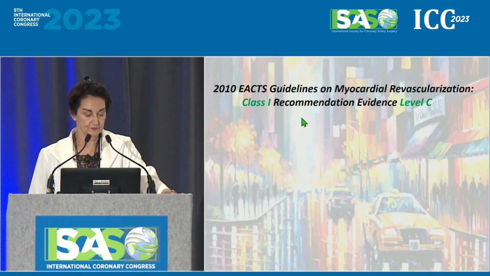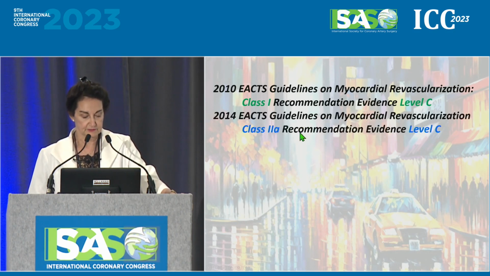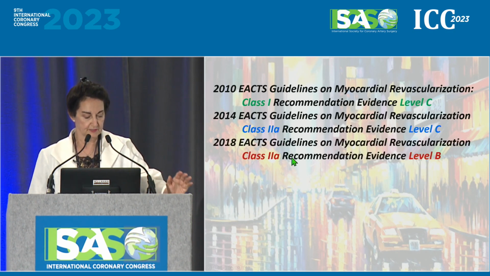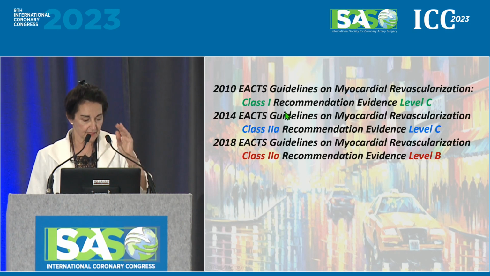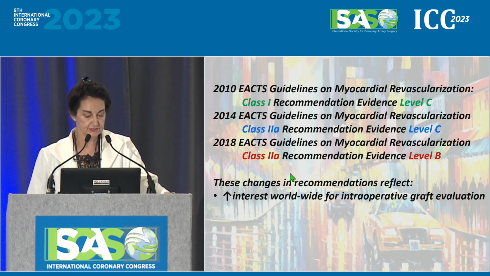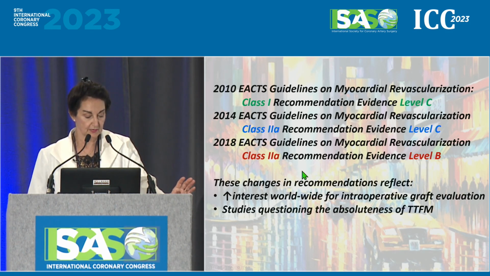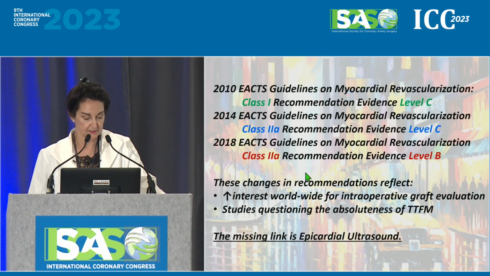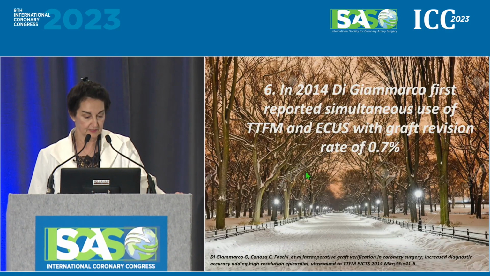Guidelines: at first we were thrilled in 2010, class 1, level C, everybody's happy. Then, oh my goodness, we had a downgrade, if you will, class 2, level C, and then it went up a little bit in 2018. Why did this happen? Because transit time flow with the first guidelines was a new kid on the block, and everybody thought it was better than sliced bread. Then, as people started to use it, they realized that they were scratching their heads some of the time. So these changes reflect the worldwide increase in studies questioning the absoluteness of TTFM.